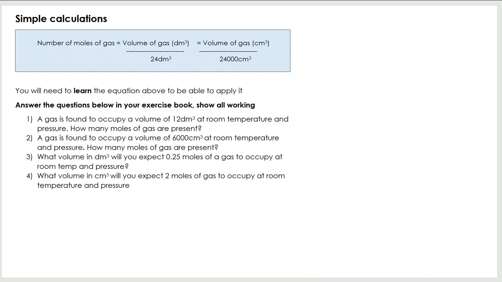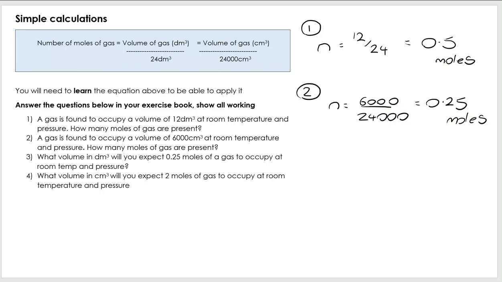And it really is as straightforward as it looks. A volume of 12 decimeters cubed at room temperature means 12 divided by 24, I've got 0.5 moles of gas. The next one, 6,000 cm cubed, I'm going to use my 24,000 cm cubed alternative here. That comes to 0.25 moles. For number 3, 0.25 moles, what volume will it occupy? We've got to rearrange the equation here, so 24 multiplied by 0.25 gives us 6 decimeters cubed.